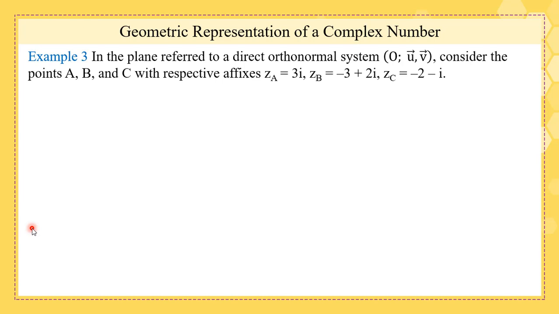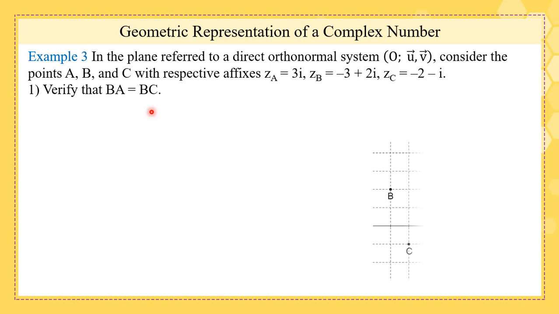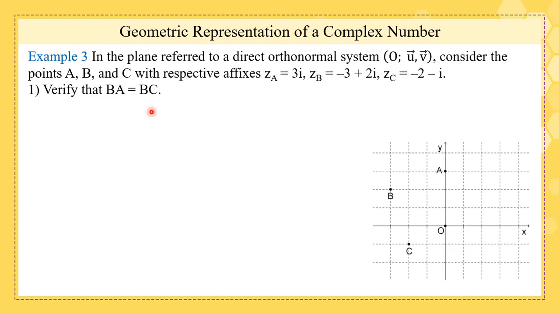Now let's see this example. We have 3 points A, B, and C. This is ZA, ZB, and ZC. The first part asks to verify that BA is equal to BC as distances. My advice here is that you always draw a small figure or a sketch that represents the points. This is what I drew before. So I can see from here that BA is equal to BC. Let's try to prove it.